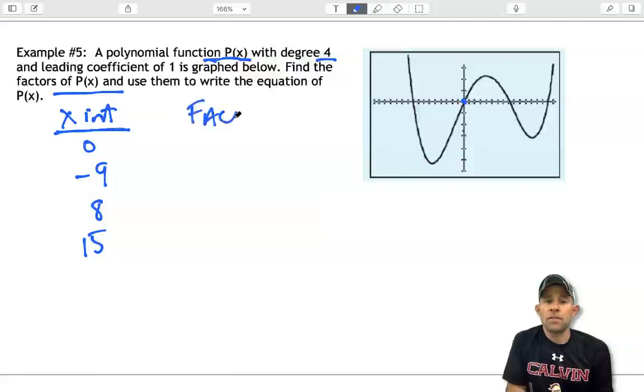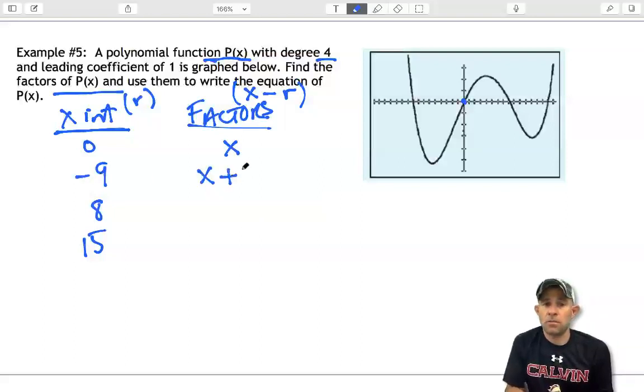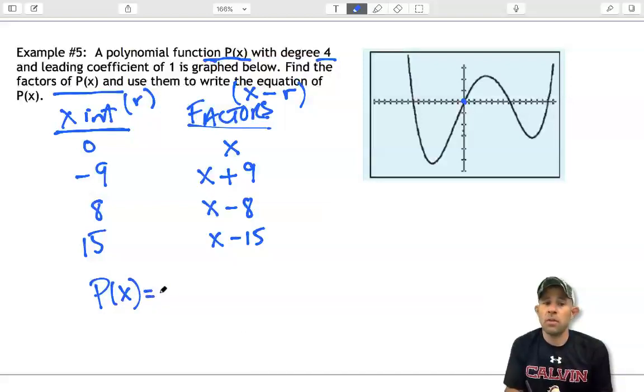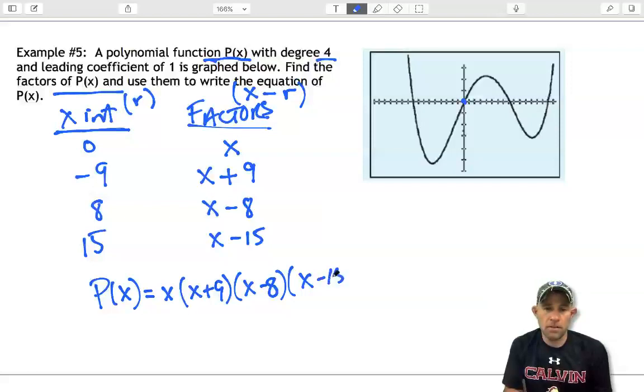And now my factors go like this. Remember, these are the values of r, and it is x minus r that are the factors. So x minus 0 is just simply x. X minus a -9 is going to be x plus 9. X minus 8 is exactly that, x minus 8, and then finally x minus 15. So these are the 4 factors of this polynomial p of x, which if I write that in factored form, it looks like this: x times x plus 9 times x minus 8 times x minus 15.